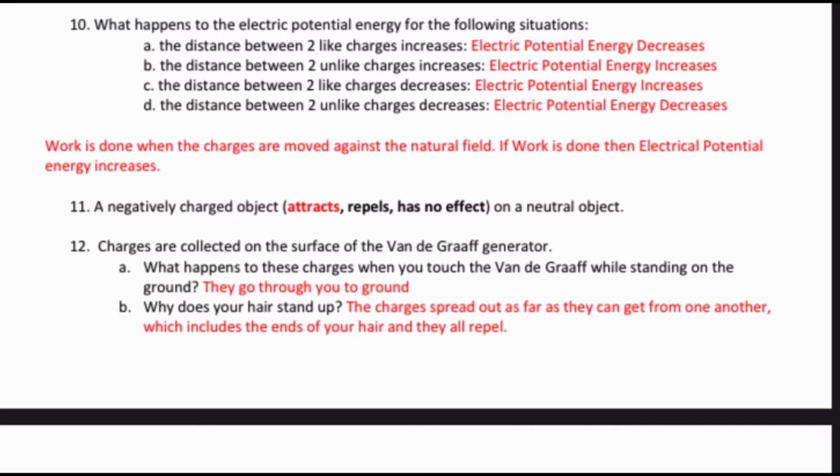Next one. Distance between two like charges decreases. Again, they don't want to be next to each other. If you decrease the distance, you're going to put in more energy to separate them. That's why it goes up. Distance between two unlike charges decreasing: they want to be next to each other, so if you put less distance between them, that's good. You're not going to need as much effort to bring them closer together, because that's what they already want to do. So I hope that makes sense.